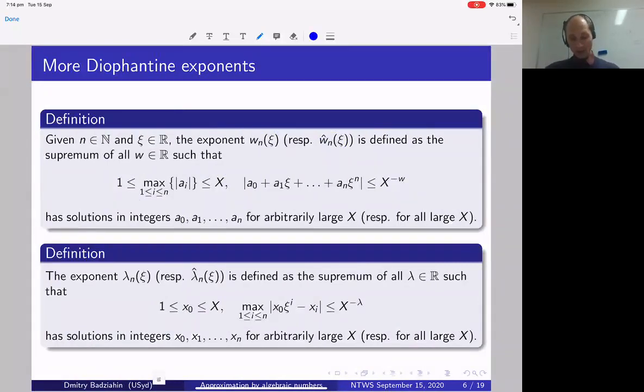Right, and we will need a dual version of these exponents. Here we basically consider the dual body to the previous one. We define the exponent lambda_n of xi and respectively lambda-hat_n of xi as the supremum of all lambda such that the following inequalities hold: |x_0 xi^i - x_i| are not bigger than X to the power minus lambda, and x_0 is between 1 and X. Again, if that happens for arbitrarily large values of X, that gives us lambda_n of xi. And if we require it to be true for all large values of X, that gives us lambda-hat_n of xi. Cool. So now we have five different Diophantine exponents, right? And now let's see what can be done with all of them.